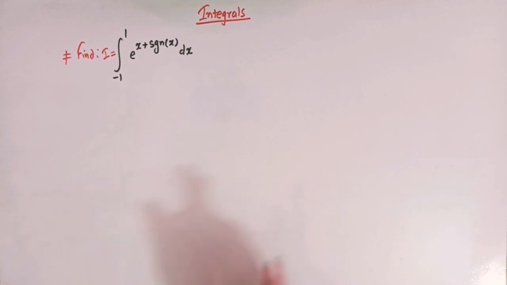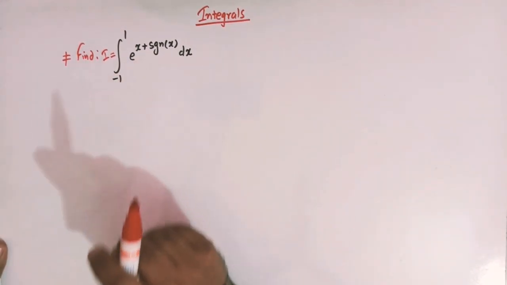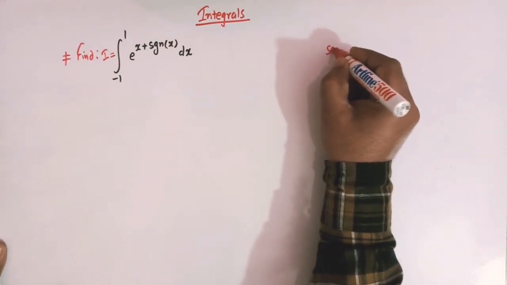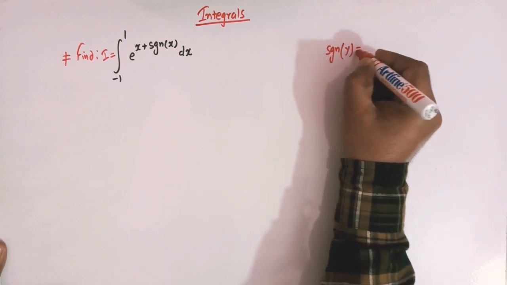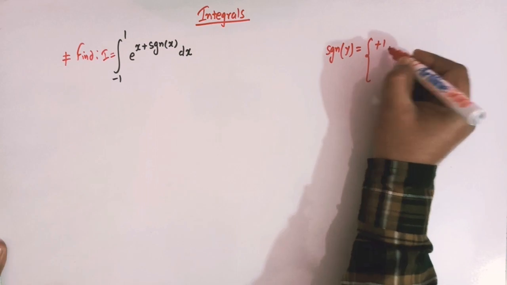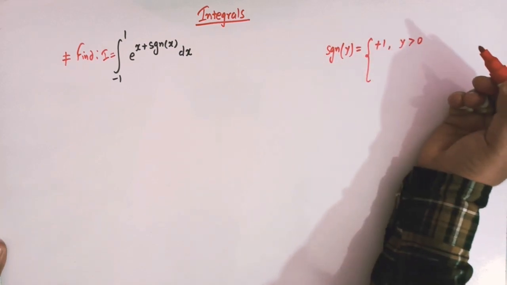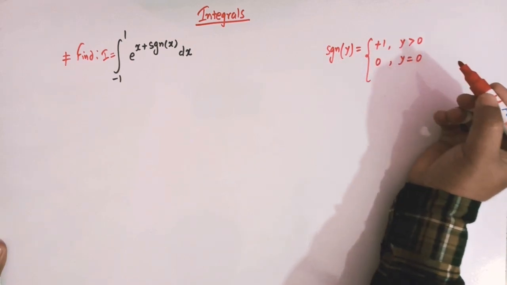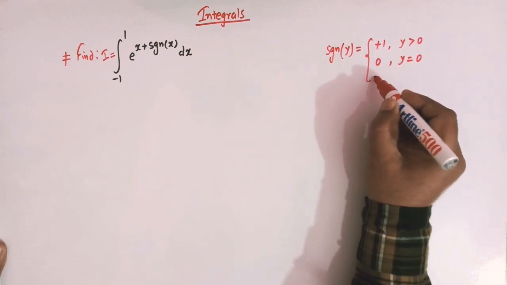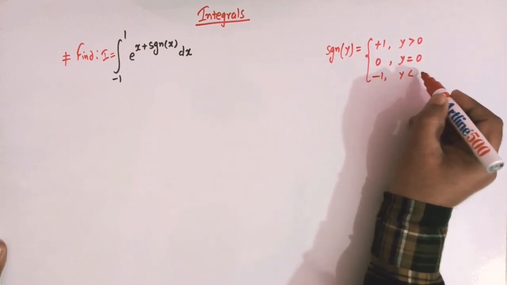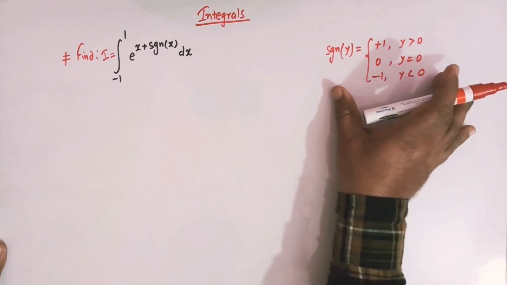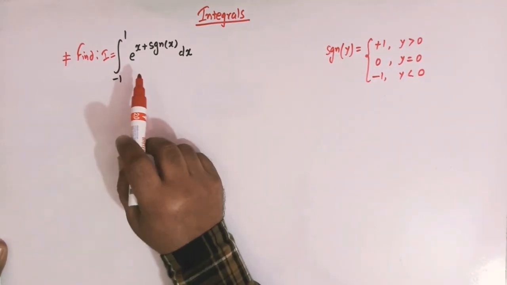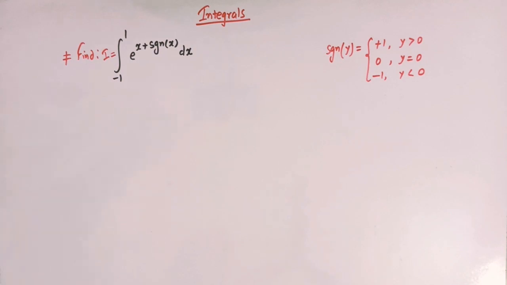Before proceeding further, let us quickly see the definition of the signum function. We know that signum of y is defined as +1 whenever y is greater than 0, signum of y takes the value 0 whenever y is equal to 0, and signum of y takes the value -1 whenever y is less than 0. This is the definition we are going to use while evaluating this integral.